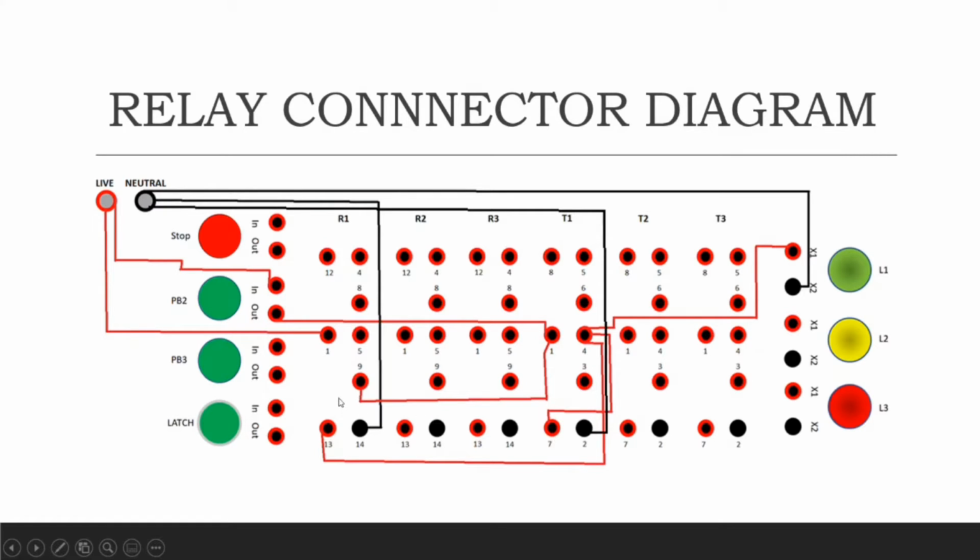So then the output from T1 will go to the lamp and to the neutral. The other output from T1 goes to the T1 coil and enters 7, goes out from 2 and goes straight to the neutral, and the other output from T1 will go straight to the R1 coil and then enter the neutral. So that's all.